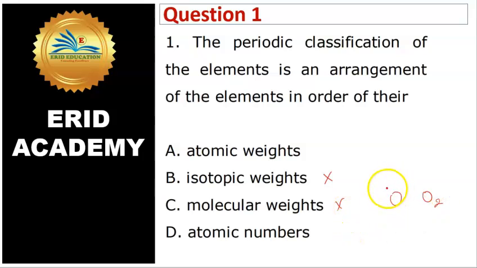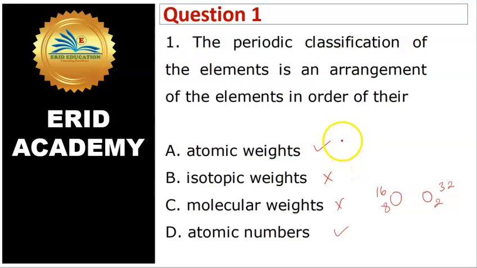The atomic number of oxygen is 8 and the atomic mass of oxygen is 16, but the molecular mass of oxygen will be what? It will be 32. So these two, B and C, are totally off the radar. You are left with atomic weight and atomic number. So the appropriate response to this question is that elements are arranged in order of increasing atomic number.